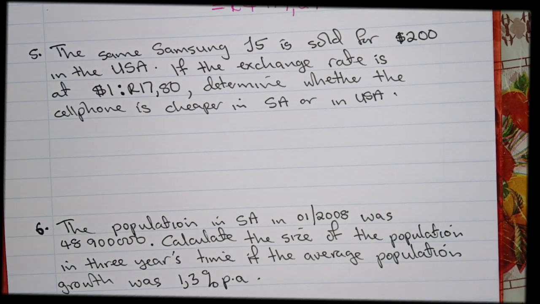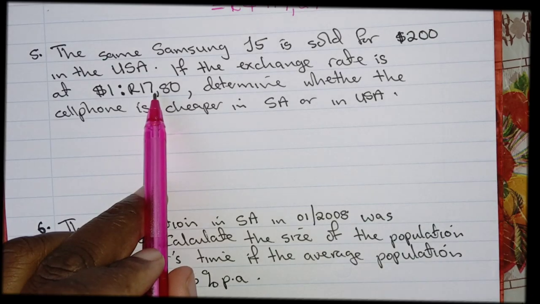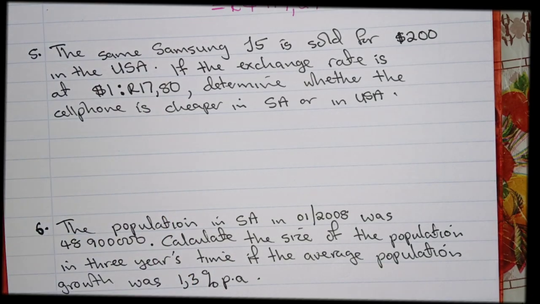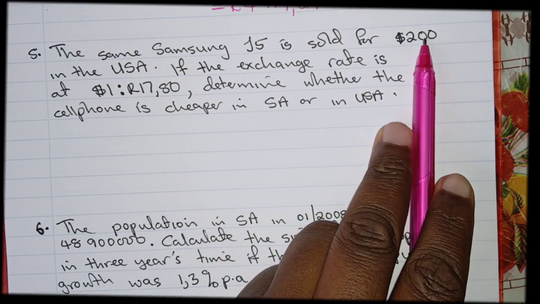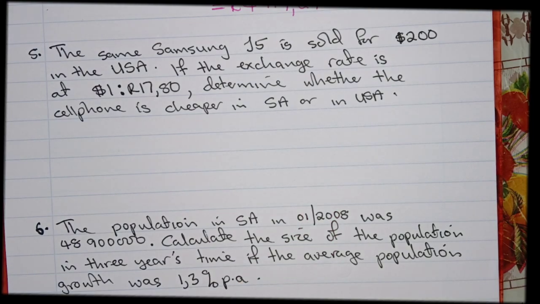So we need to establish the price of this cell phone in USA according to South African rand. So there's 2 ways we can do it. We can convert $200 to South African rand, or we can convert the 4,500 rand that we are paying here in South Africa, we convert it to US dollars. Let's start with this one.